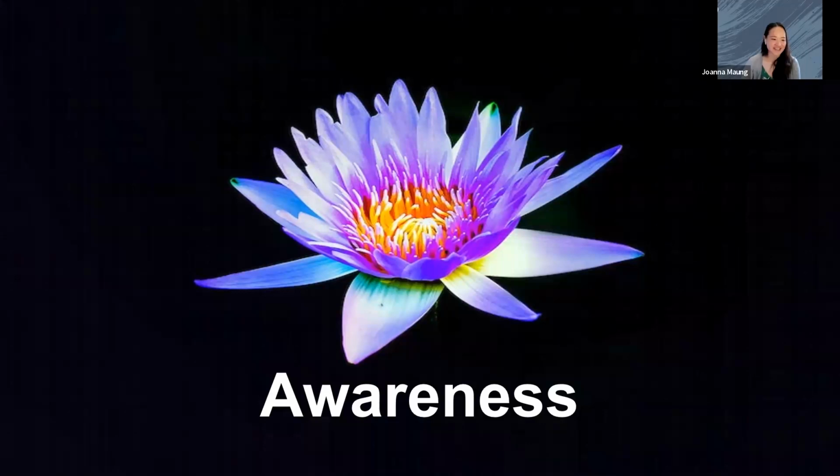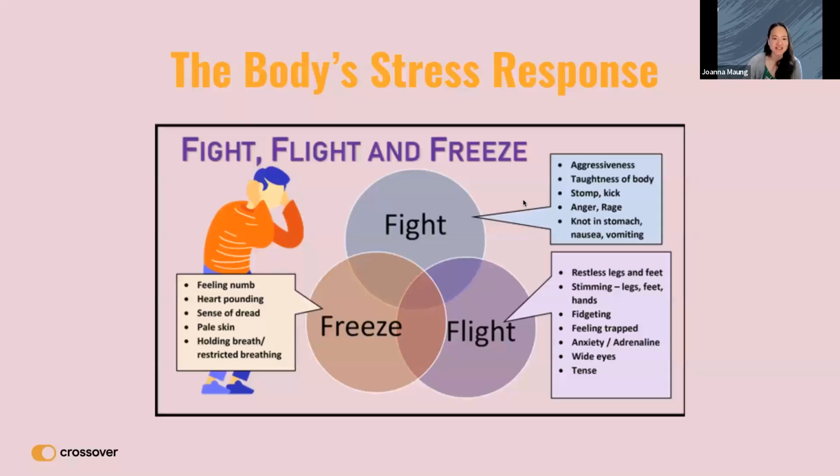Thanks, Josh, for getting us started and kicking us off. As Josh mentioned, we'll start with awareness. So let's bring some awareness and understanding to what's happening to our bodies at a physiological or physical level when we are experiencing stress. So first things first is acknowledging, right, that our body is hardwired to react to stress in ways that are meant to protect us against aggressors or potential predators.